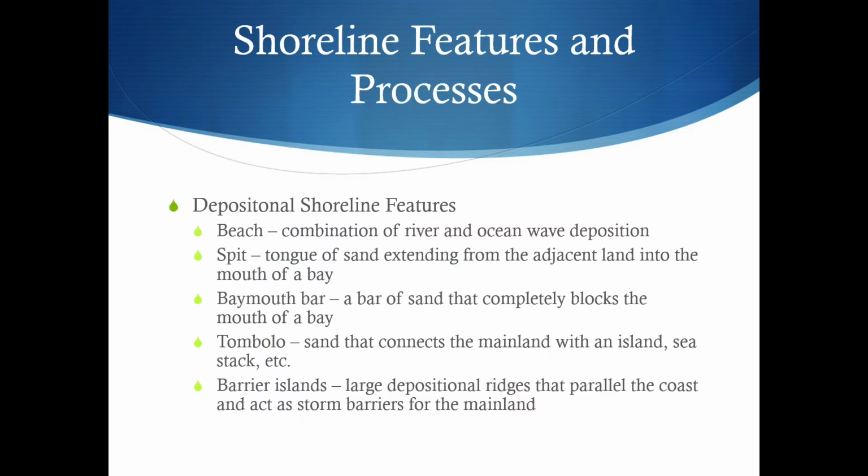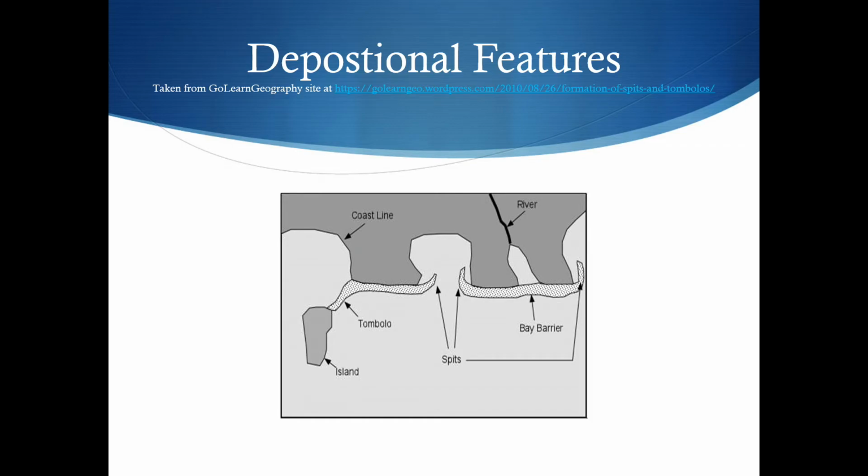Those are erosional features. Let's talk about depositional shoreline features. There's a beach, which we all know is sand that's deposited on the shoreline. We've all been to the beach. That sand is brought there by a combination of river deposition and ocean wave deposition. Spits are tongue-shaped sand bars extending from a prominent land into the mouth of a bay. If we look at this section here, you'll see where the spits are indicated. They have a tongue shape, a curly shape to them.